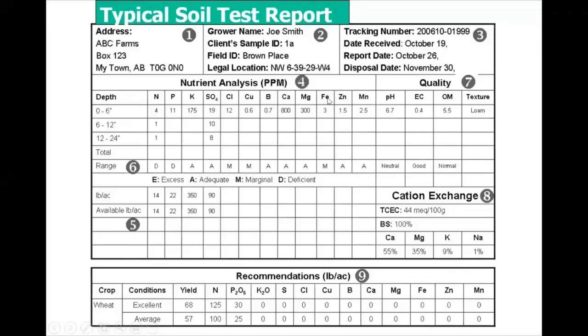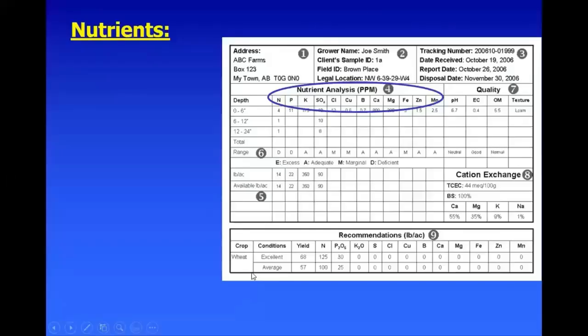And then we have nutrient information, soil quality information, and other types of soil quality information over here. In terms of nutrients, we've been looking at it in terms of parts per million and pounds per acre. Then finally, at the bottom of the report, there are fertilizer recommendations. So there's a lot of information packed in this soil test report. Let's break it down and start off with the nutrient analysis.